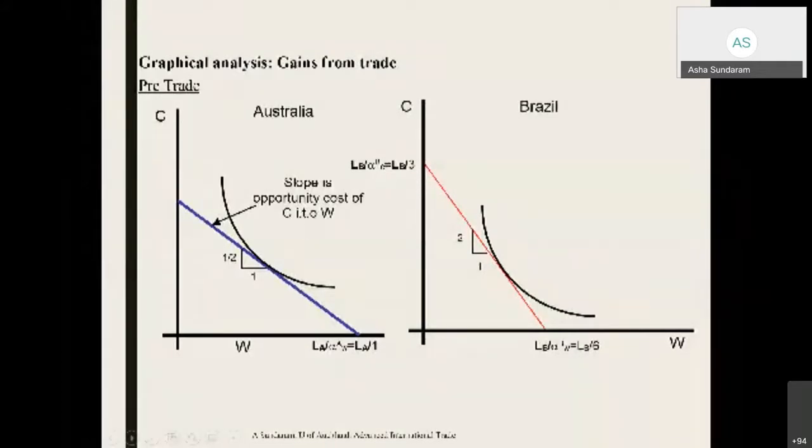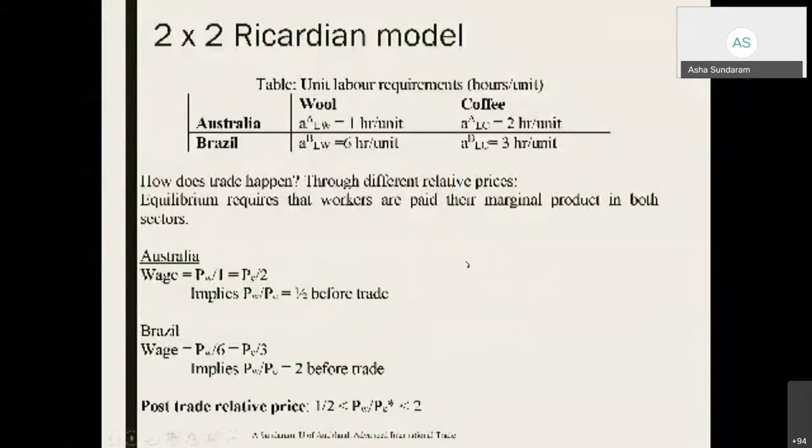Now there's a different thing, which is prices. So how are autarky prices determined? In order to do that, we have to look at the labor market equilibrium as well in these two countries. Labor market equilibrium says the wage has to be equal to the value of the marginal product of labor in both sectors, right? How do we calculate the value of the marginal product of labor? We take the price of each commodity and multiply by labor productivity. How do we get labor productivity? Well, that's just the inverse of these labor requirements, right? Productivity is inversely related. So that's why I'm writing this as PW over 1, PC over 2, similarly PW over 6, and PC over 3 for wool and coffee.